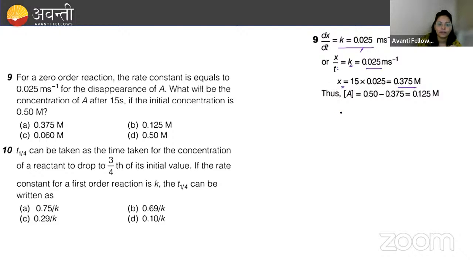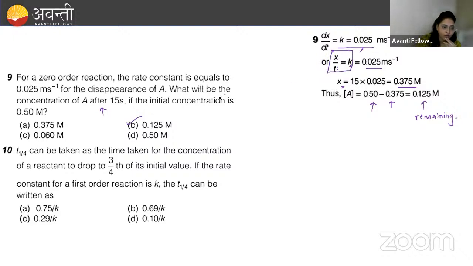Okay. So how much is remaining? What will be the concentration of A after? Now, what will be the remaining value that we need to calculate? So initially it was 0.5. From that 0.375 has disappeared. So how much is remaining? Remaining is this much, that is 0.125 molar. So our answer will be option B. Yes, answer will be option B. Any doubt in this? Very simple problem, zero order reaction. The equation is what? X by T is equal to K.